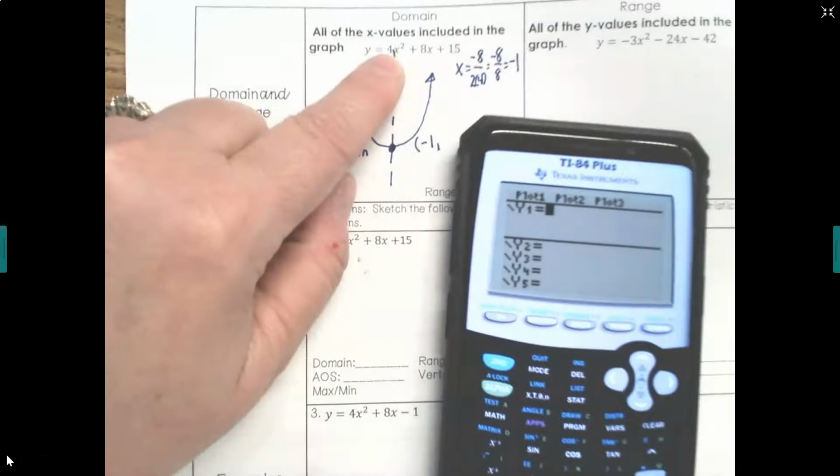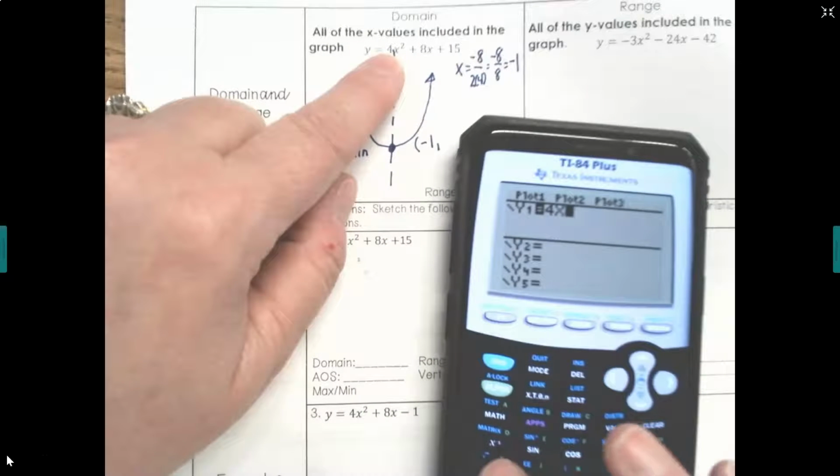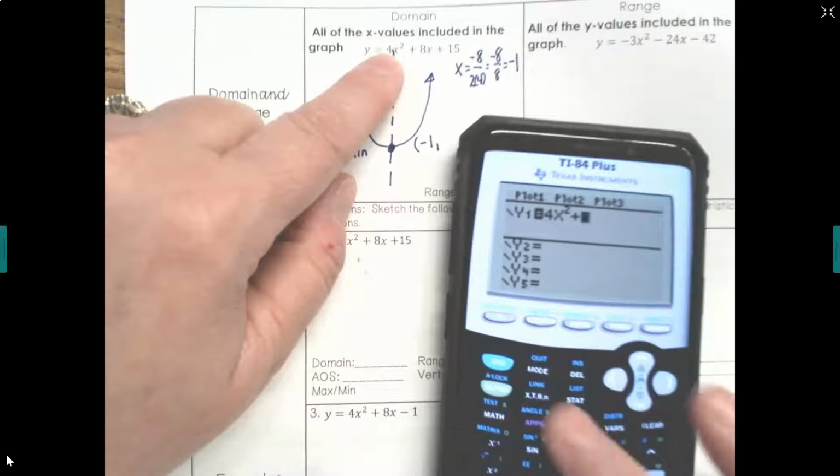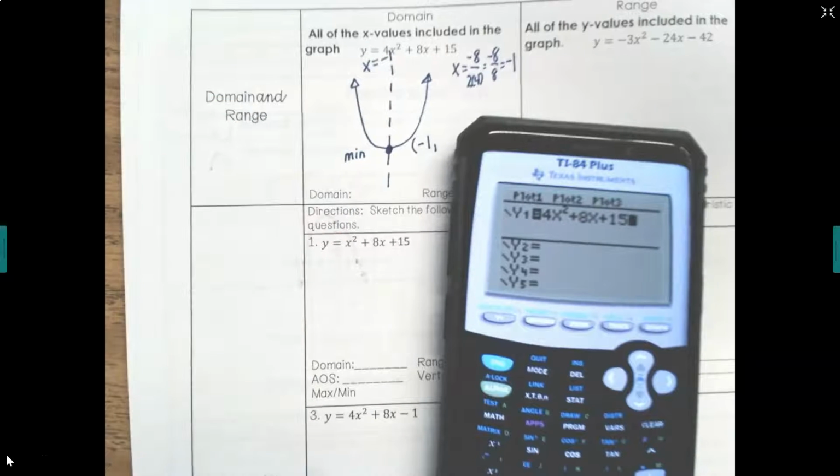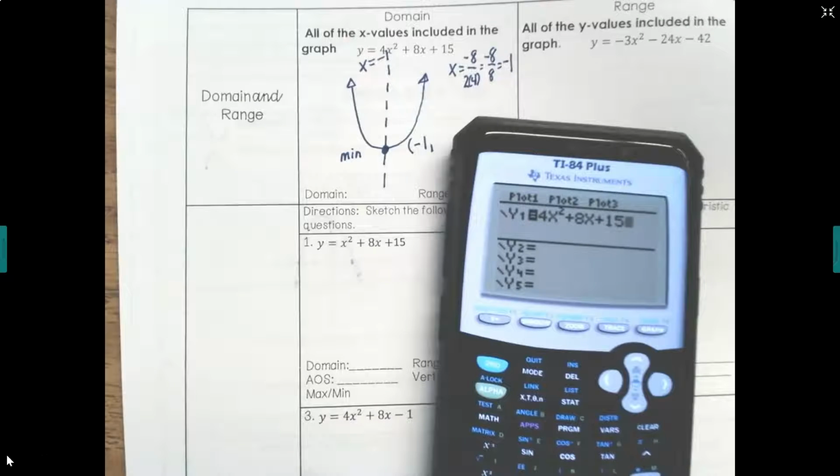And we're going to put this equation in. So we have 4x squared plus 8x plus 15. Okay, so make sure you get that in. Pause the video if you have to get it in. So now we know the x value of the vertex is -1.